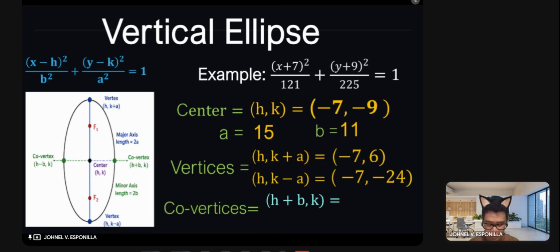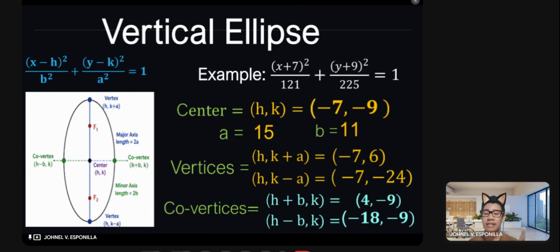For the co-vertices, H plus minus B, K. H po natin ay -7, B is 11, and K is -9. So negative 7 plus 11 is 4, copy negative 9. Negative 7 minus 11 is negative 18, copy negative 9. These are the co-vertices of this vertical ellipse. Nakukuha po ba?